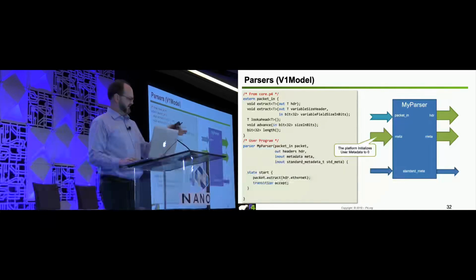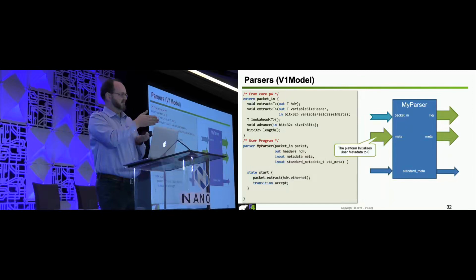It defines a few methods. Extract is the only one we'll be using here, but there are ways to skip over parts of the header, look ahead, or extract variable length fields. But the most common thing we'll see here is extracting out fixed length headers. So in the parser we see down below, in the start state, on the parameter called packet, we call the extract method. Every packet at the beginning of parsing has a hidden cursor that you don't have to maintain yourself. It's maintained by the runtime.